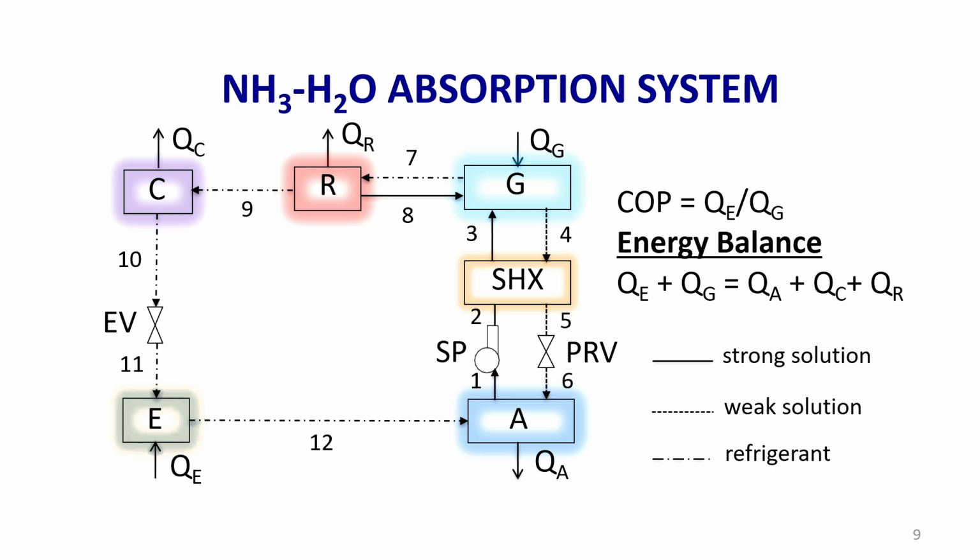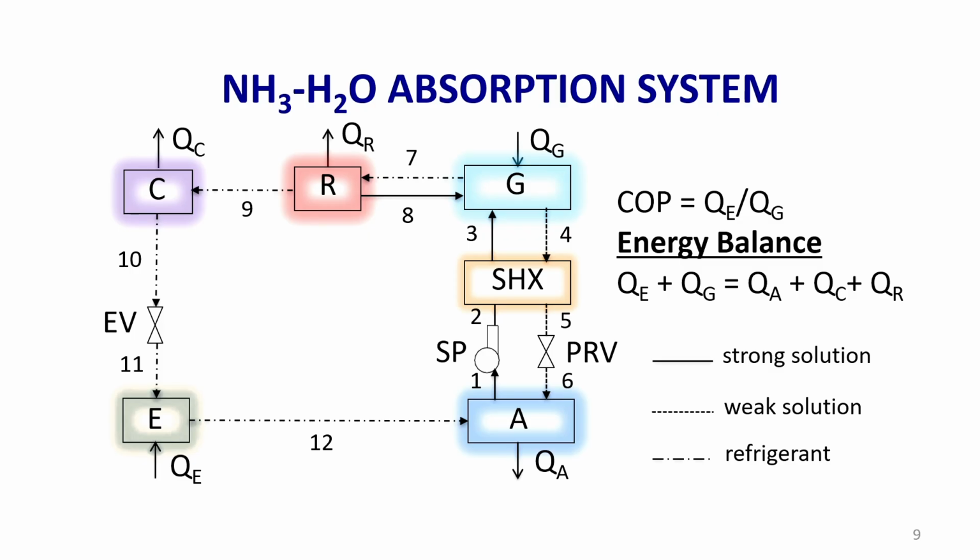So, there is no change on the left hand side. 10, 11, 12 is similar to the vapor compression system. The arrangements are similar to the vapor compression system. So now the strong solution is pumped, because the absorber is at low pressure and the generator is at high pressure. All of us know that liquid cannot flow from low pressure to high pressure without an external device. The device which is used is the solution pump. Why is it called solution pump? It is used to pump the solution. What kind of solution? Strong solution.